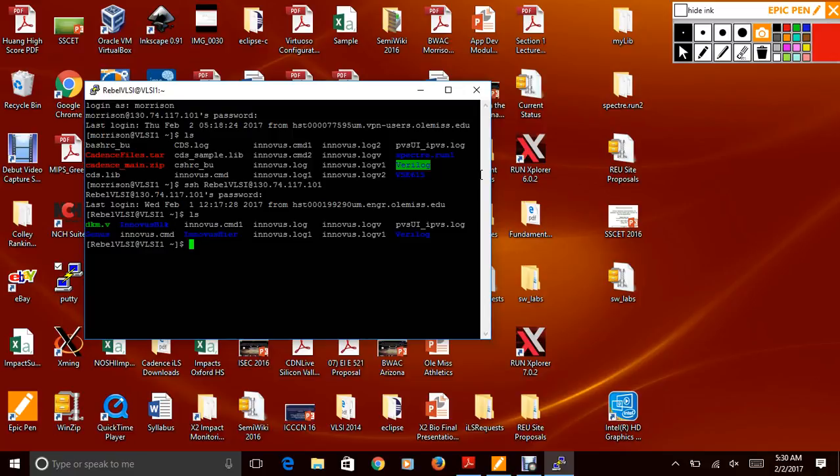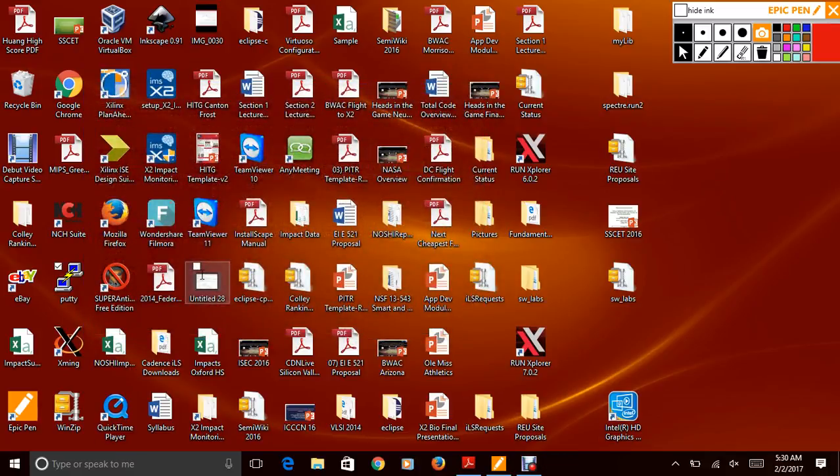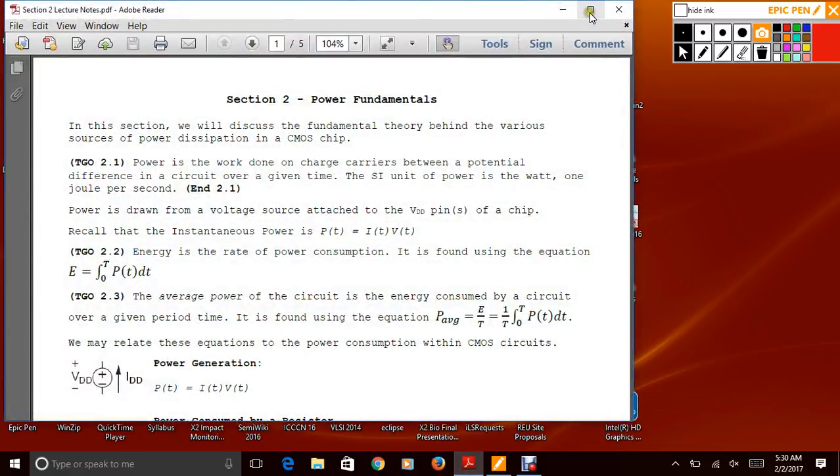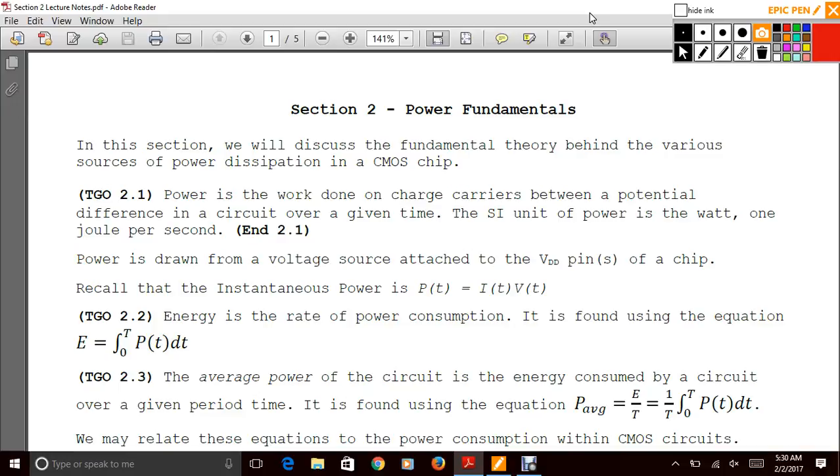So what you end up doing is then you can exit, and then you can remove the connection from Rebel VLSI. Now I'm back in the other account. Here I can press exit again, and then it closes out the program. So now hopefully this will work this time.